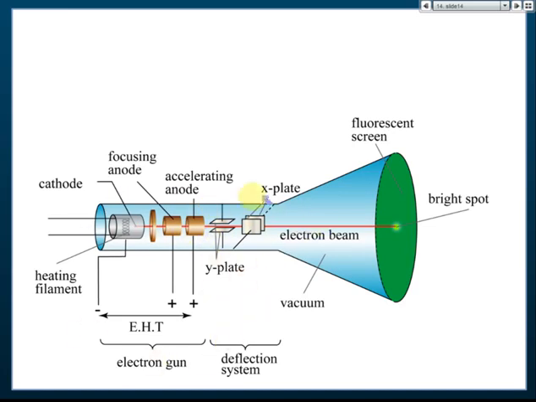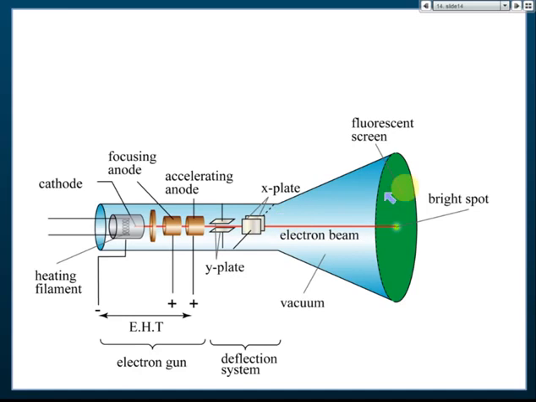The second component is this one. This one is the deflecting system. We have two pairs of plates, Y plates and X plates. Y plates move the cathode ray up and down, and the X plates move the cathode ray left and right. Okay, so that's the deflecting system.